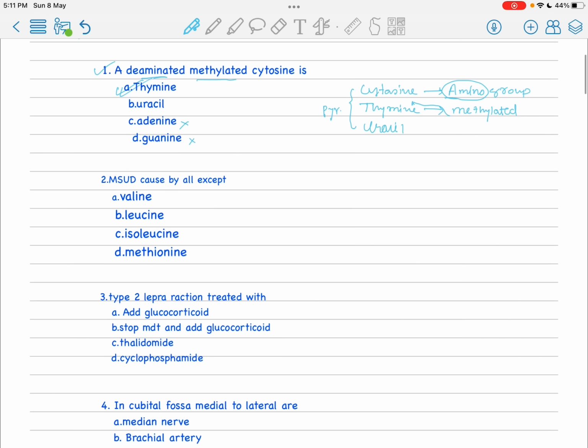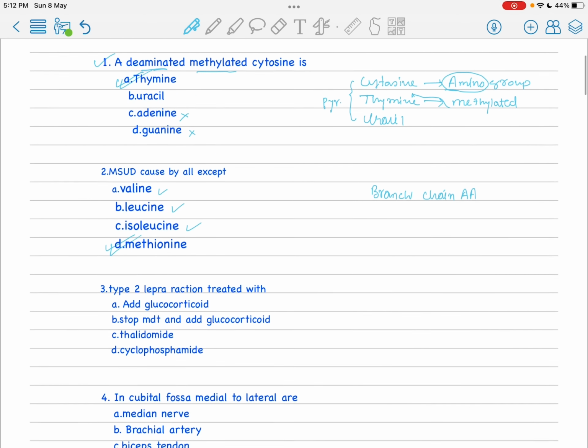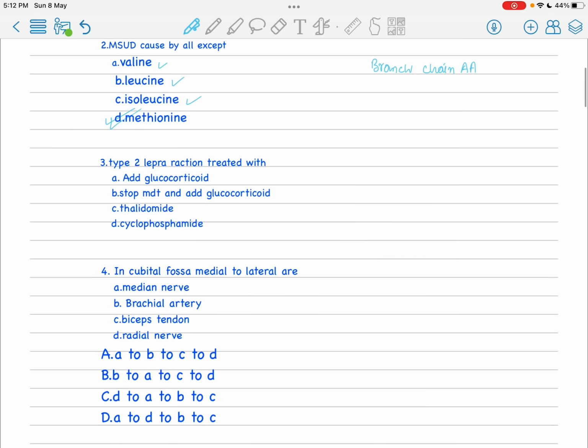Next is maple syrup urine disease, caused by all of these, and you know very well that it is due to branched chain amino acids: valine, leucine, isoleucine. So it is methionine, as it is the exception. Next is a very favorite question in NEET PG and INI-CET also, and it is a very common question: type 2 lepra reaction is treated with, and it is very simple, just add glucocorticoids.